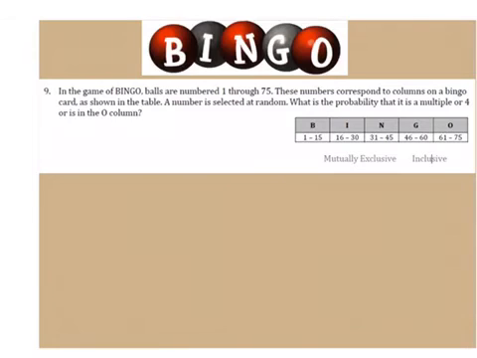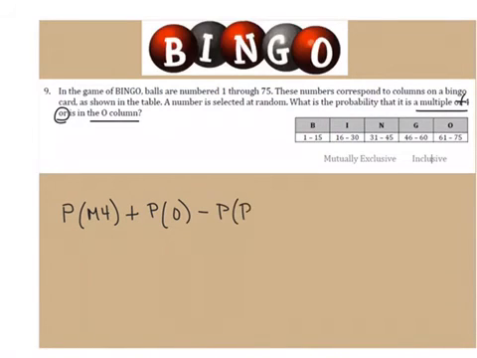So now we are playing bingo, and in the game of bingo, balls are numbered 1 through 75. These numbers correspond to columns in a bingo card, as shown on the table. A number is selected at random. What is the probability that it is a multiple of 4, that should say of 4, or is in the O column? So I'm going to do the probability of a multiple of 4 plus the probability of the O column minus the probability of both.